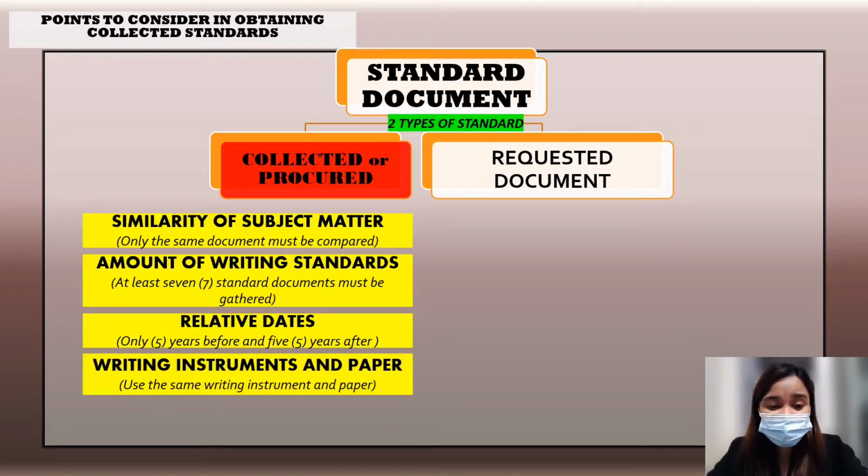Next, writing instruments and paper. So, use the same writing instrument and paper. So, dito sa collected standards, dapat daw kumuha ka ng document na parehas dun sa question document na hawak mo. For example, if yung hawak mong question document ay yung material na ginamit is bond paper, then find something na gumamit din sila ng bond paper. If it's special paper, then special paper. Why?